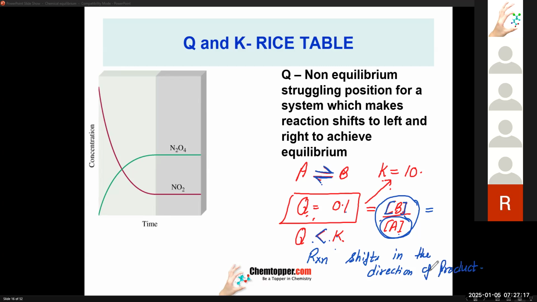Are you understanding this? Because when it goes in the direction of product, more products, Q starts increasing. You want to increase it. You want to make it 10. And once it reaches the value of 10, then equilibrium. Sanjeev, is it okay?